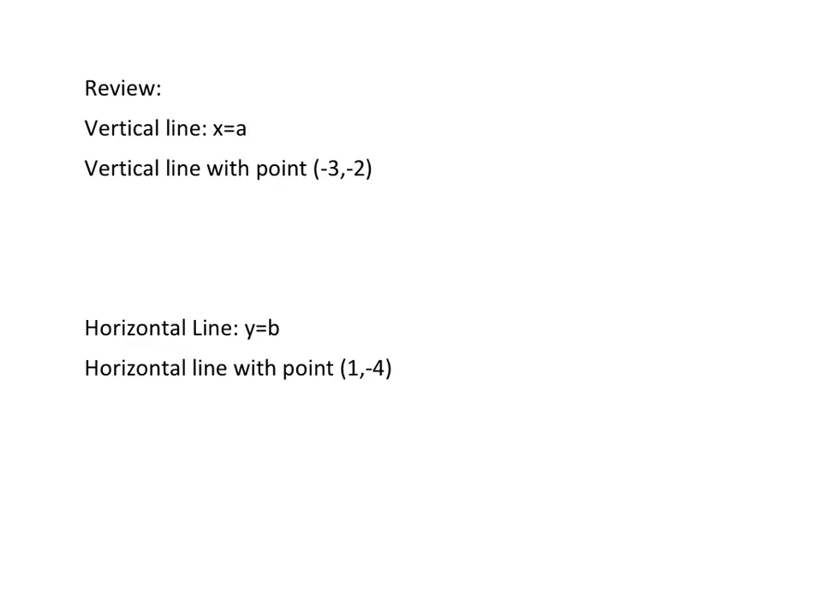The last thing I want to talk about is vertical lines and horizontal lines one more time. Remember, a vertical line is always going to be x equals a, meaning no matter what, the x coordinate won't change. So if I wanted to write a vertical line with the point negative 3, negative 2, the x value will not change. Negative 3 will never change. So the vertical line through the point negative 3, negative 2 would have the equation x equals negative 3.